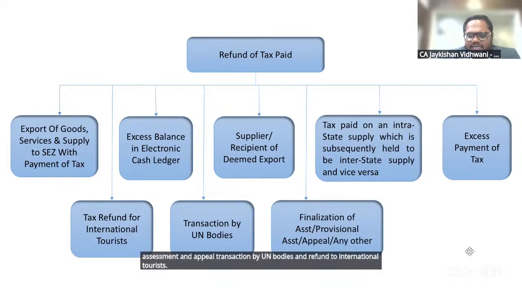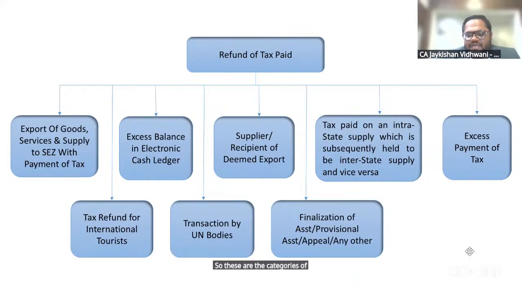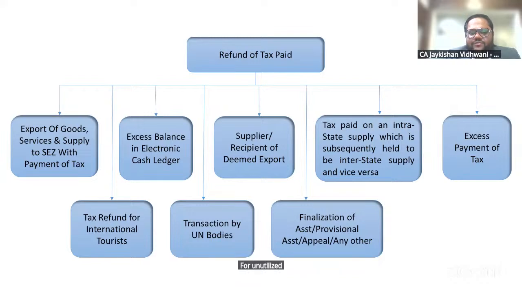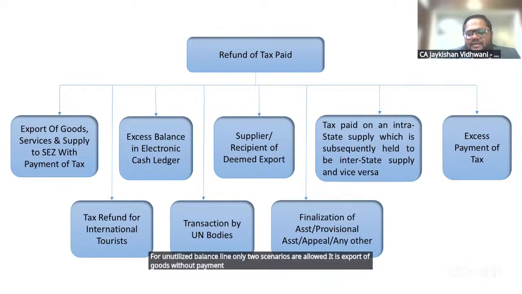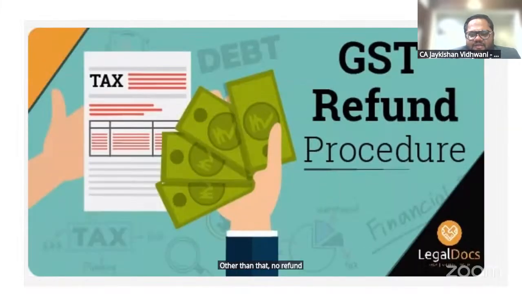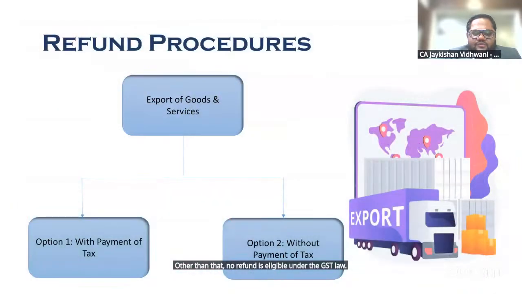So these are the categories of refund in which you have originally paid the tax and you are claiming the refund. For unutilized balance lying, only two scenarios are allowed. That is export of goods without payment of tax and the inverted duty structure. Other than that, no refund is eligible under the GST law. So we started with export of goods with payment and without payment.